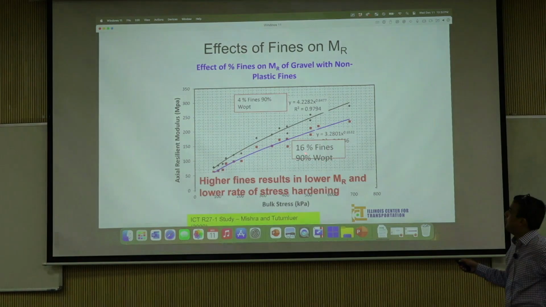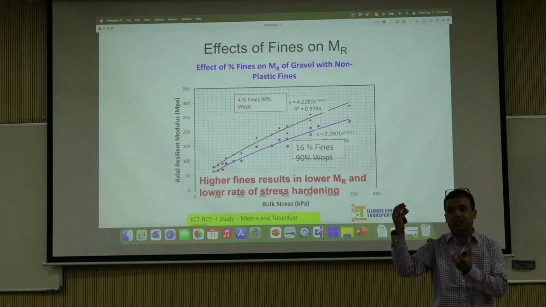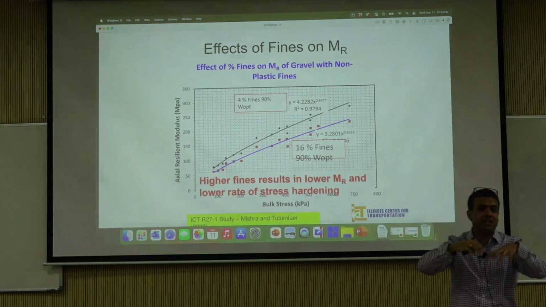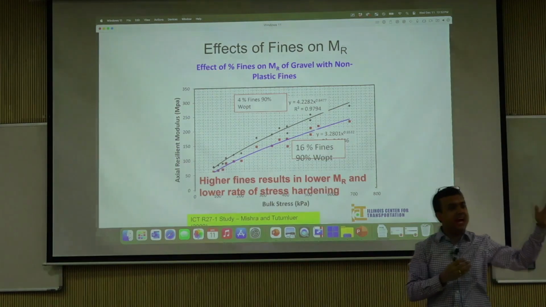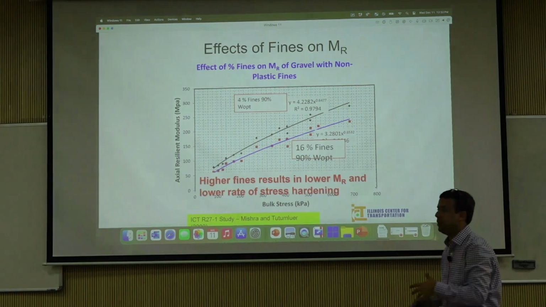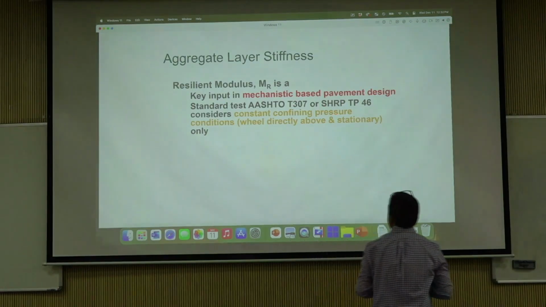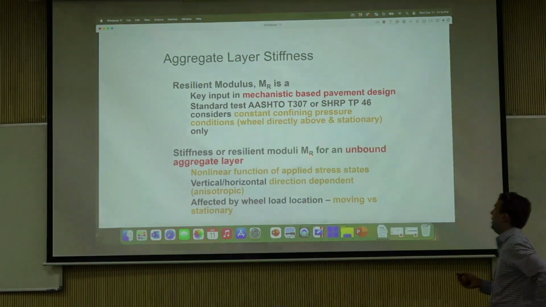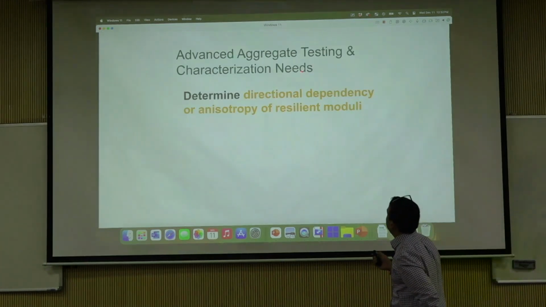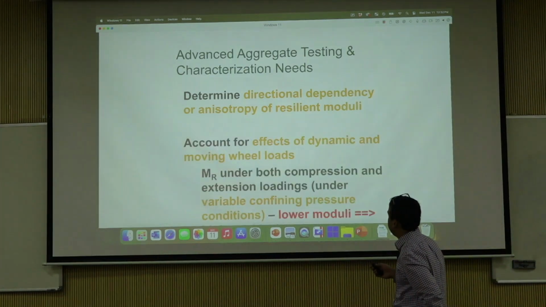As the amount of fines increases, because fines are fine-grained, not coarse-grained, you're not gaining as much stress hardening. With a low percent fines, your material is more stress hardening. As you induce more fines, it reduces the stress hardening property. That's what this is. This is aggregate layer stiffness, a nonlinear function of applied stress states. And then in advanced aggregate testing, we need to determine what is called directional dependency.